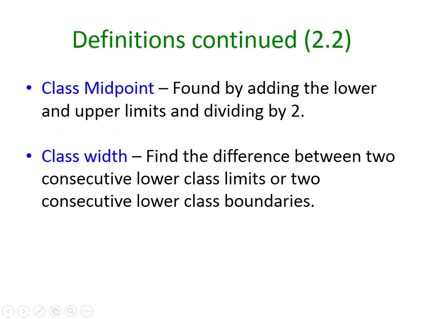Your class midpoint. We will go through and do an example of a frequency distribution next time, and we'll find each of these numbers, but I want to go ahead and give you the definitions today. The class midpoint is found by adding the lower and upper limits and dividing by 2. What is that middle value for that class? So for this example from 60 to 69, you would take 60 plus 69 and divide that by 2 to find that the class midpoint is 64.5.